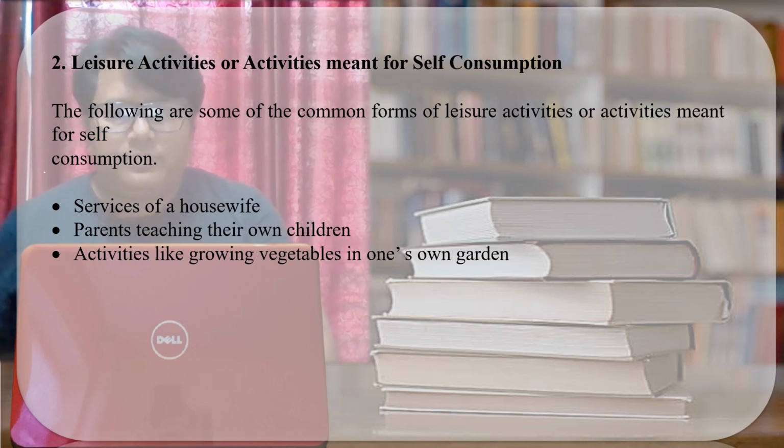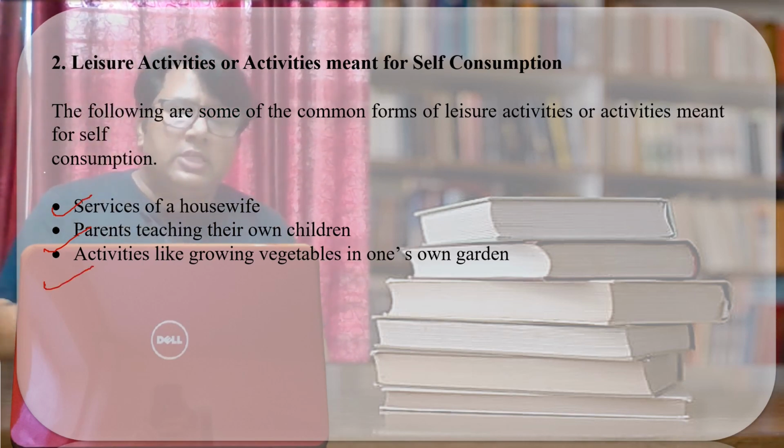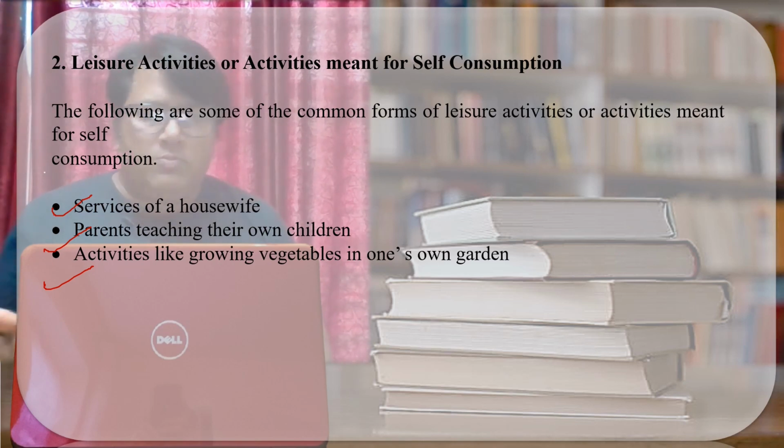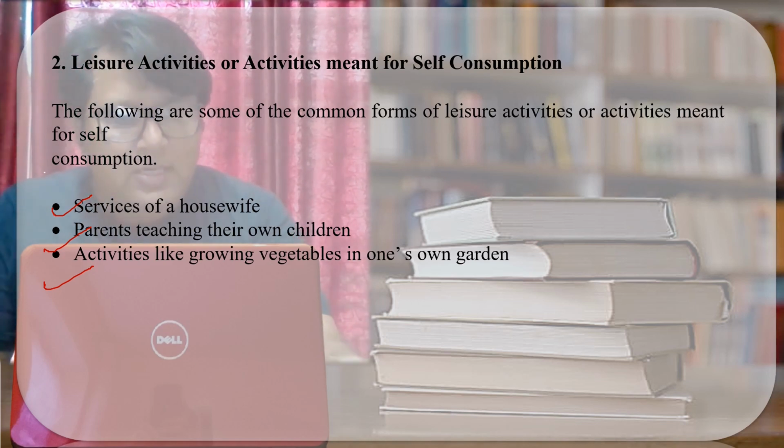Third, so we have seen the services of a housewife, we have seen the parents teaching, and activities like growing vegetables in the kitchen garden are also leisure activities. Why? Because we are growing vegetables so that we get fresh vegetables. Clear? We are not growing them so that we can sell them in the market to fetch money. So because of this reason, growing vegetables in one's own garden is a leisure activity and will not be considered in the national income.